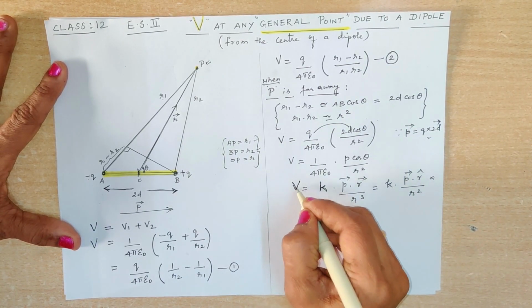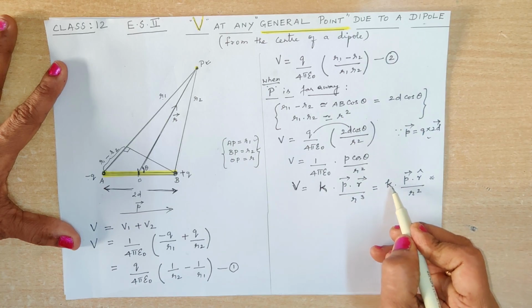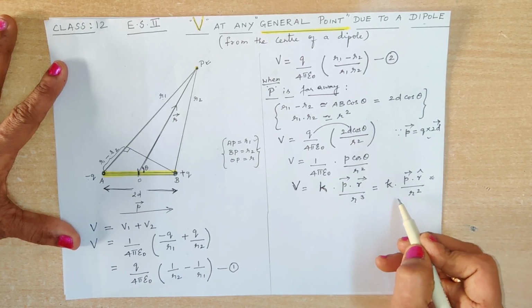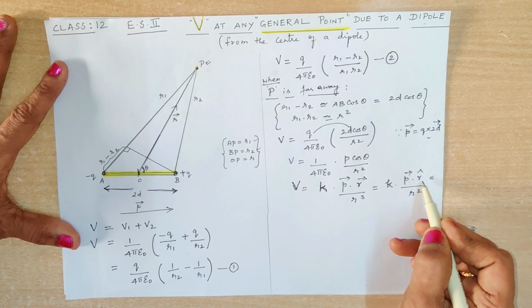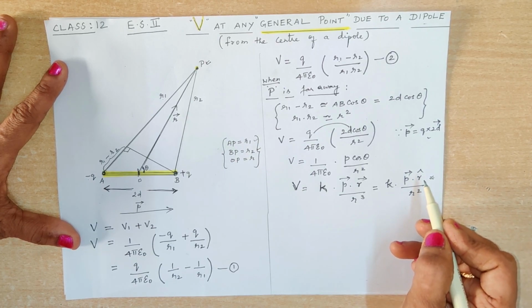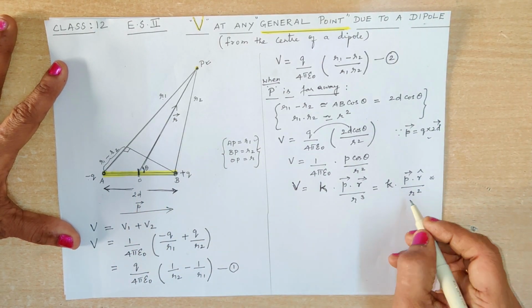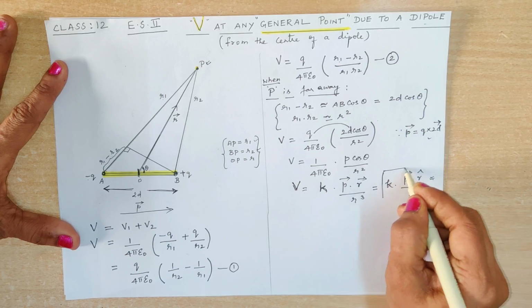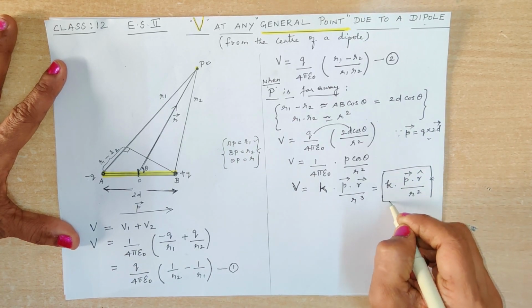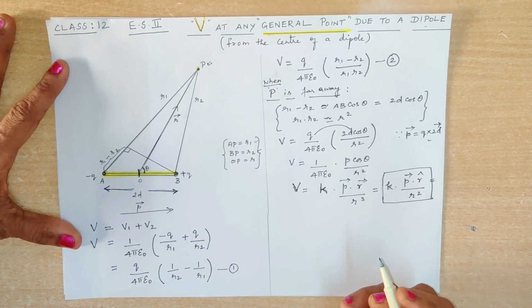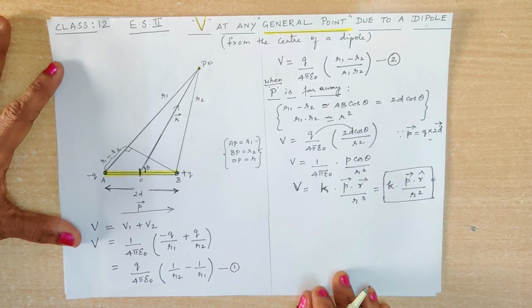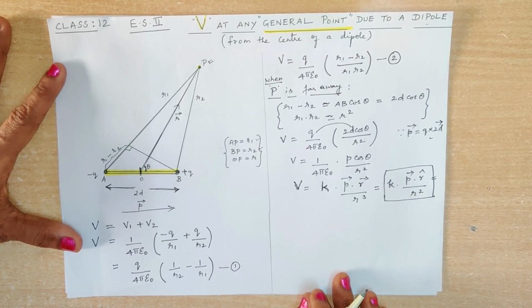What is this? This is nothing but the potential, written in terms of 1 by 4 pi epsilon 0, P vector, the dipole moment, and the position vector of the point which lies at any general point with respect to the center of the dipole, upon the distance r square. This may be your final expression for this question. It's a most expected question in the board exam. Directly the derivation or in the form of a numerical, you have to solve it.